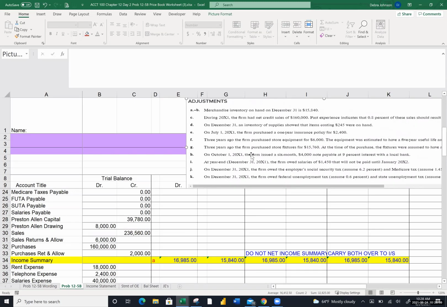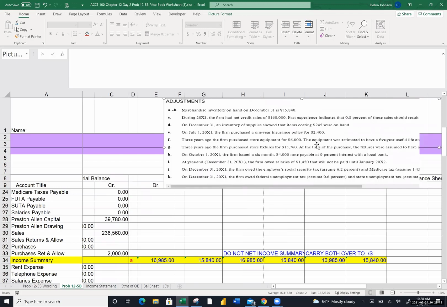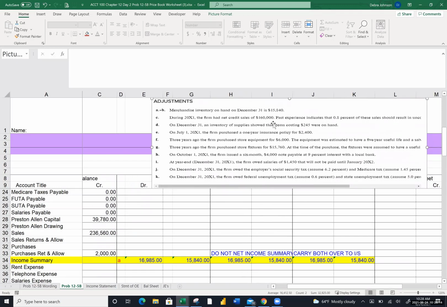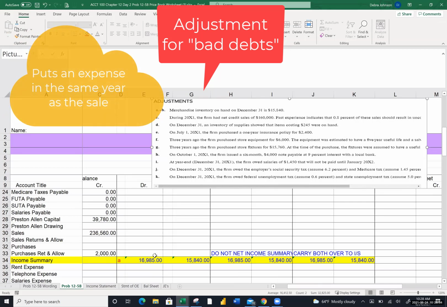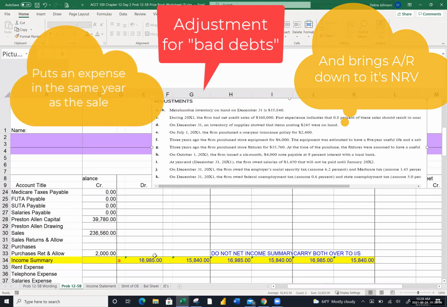Letter C. During the year, the firm had net credit sales of $160,000. Past experience dictates that 0.8% of these sales will result in uncollectible accounts. Okay, what do we do there? We're going to put an expense on the books, and we're going to adjust the allowance account that may be on the books. We'll go look in a minute. But in any case, it's 160,000 times 0.8%.